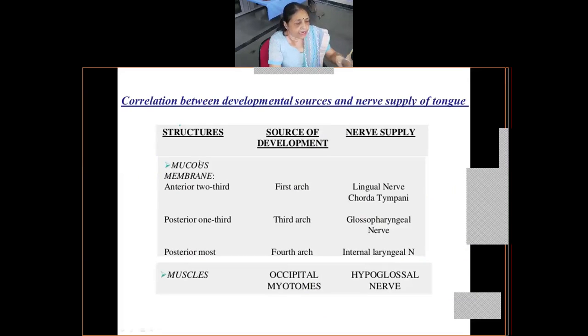So the anterior two-thirds mucous membrane is formed by the first arch, and the nerve supply will be the lingual nerve and chorda tympani nerve. The posterior one-third mucous membrane will be formed by the third arch, supplied by the glossopharyngeal nerve. The posterior-most part will be formed by the fourth arch, supplied by the superior laryngeal nerve, a branch of the internal laryngeal nerve. And the muscles of the tongue are developed from the occipital myotome and supplied by the hypoglossal nerve.